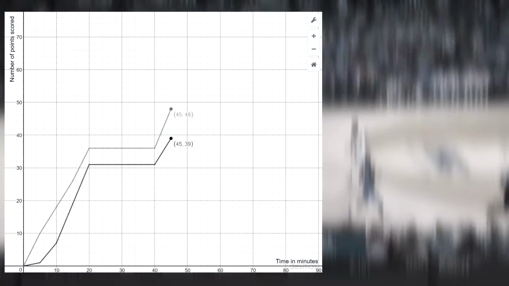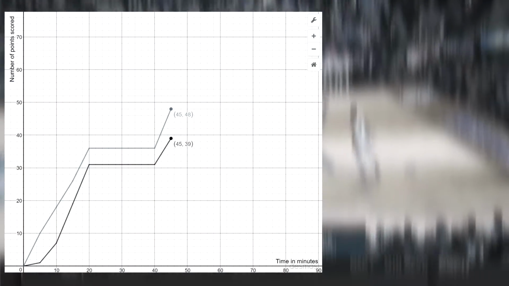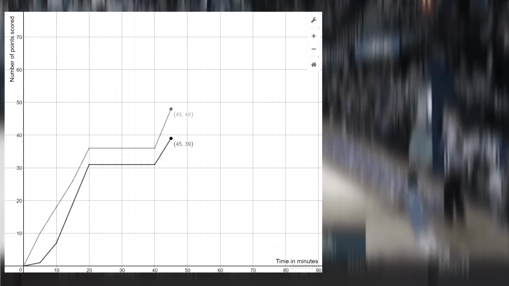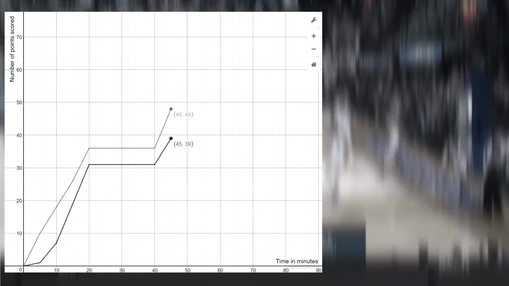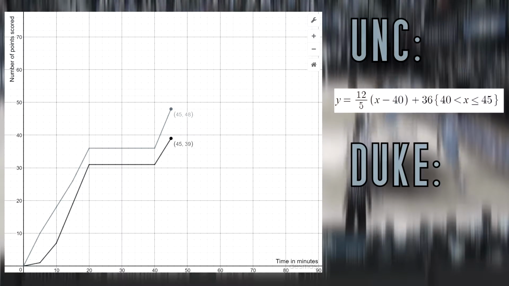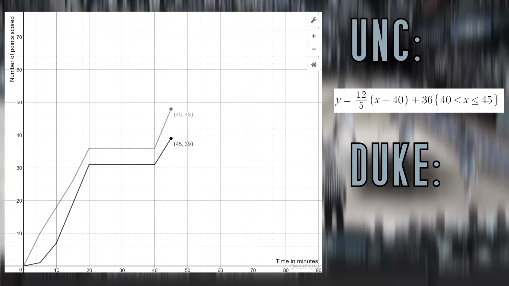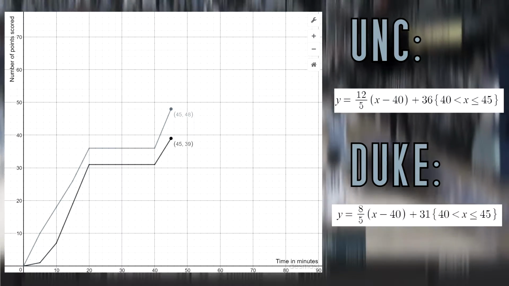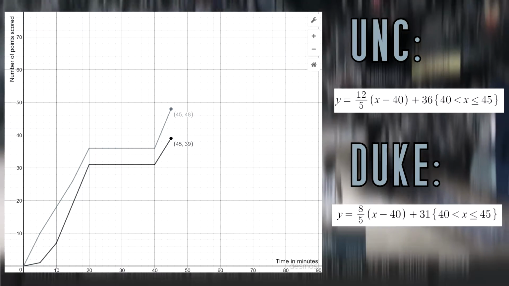Here is the graph of the progression of the score 5 minutes after halftime. In this graph, you can see that UNC is still leading and Duke is starting to fall behind. In this time interval, from 40 minutes to 45 minutes to start the second half, UNC's piecewise function is 12/5 (x - 40) + 36, and Duke's piecewise function is 8/5 (x - 40) + 31.